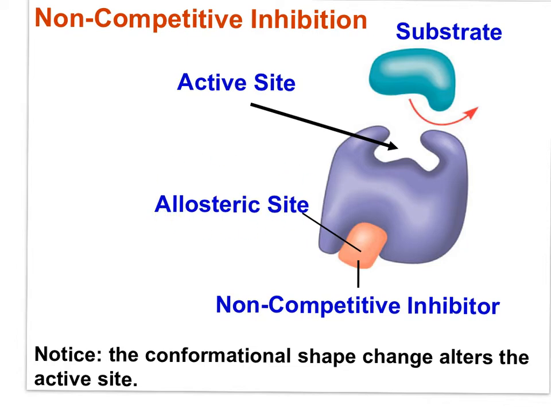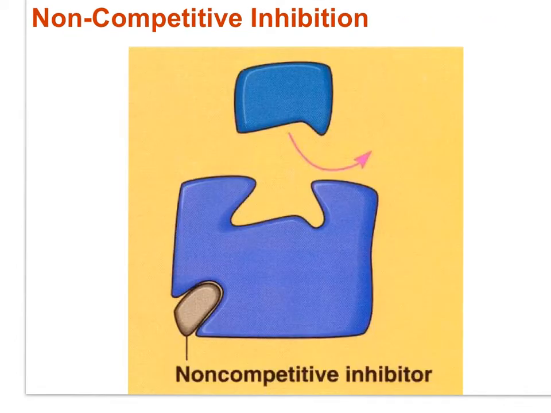Allo means other. Here's another diagram of non-competitive inhibition. The inhibitor binds to the allosteric site, causing a conformational shape change in the entire enzyme.